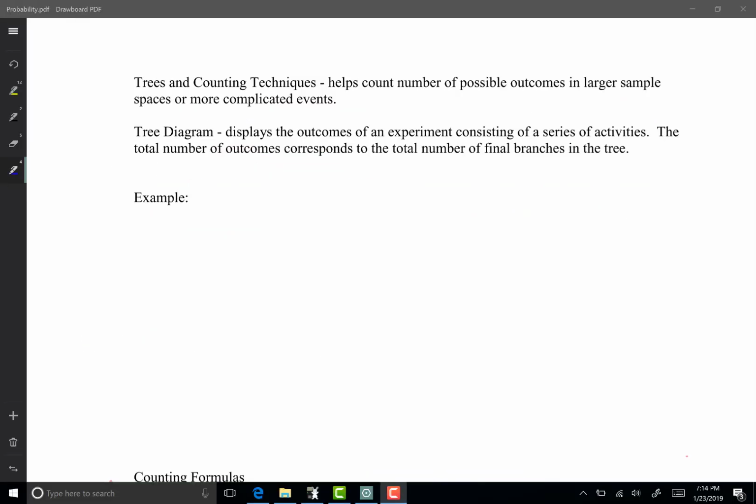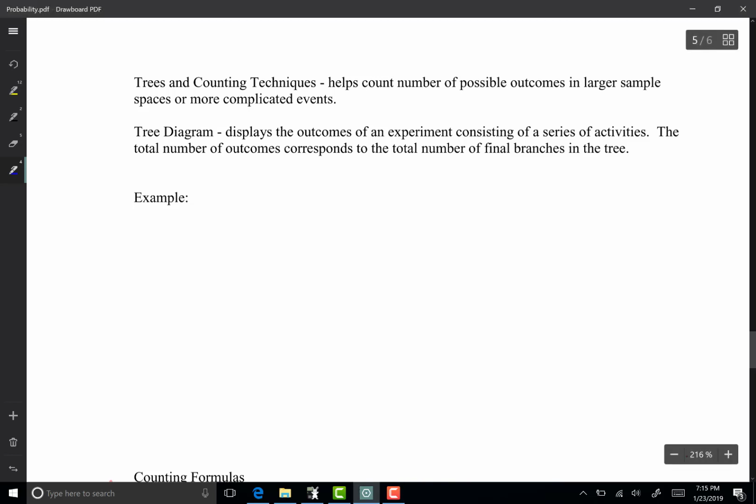Tree diagrams display the outcomes of an experiment using a series of activities. This is another type of counting technique to tell us possible outcomes. So a tree diagram, we start with showing the possible outcomes. So for example, let's say we have a bag that has both red and blue marbles in it.